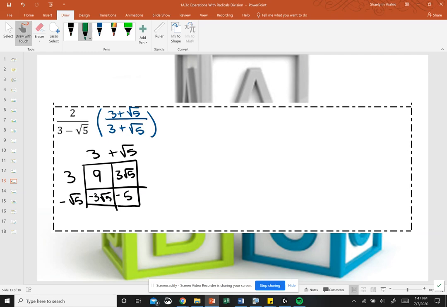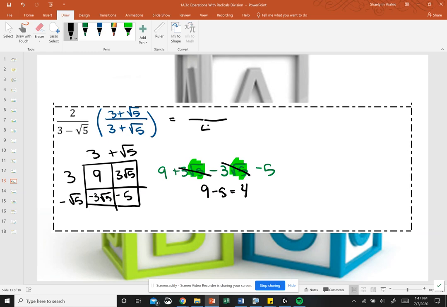Okay, so let's write this in a line and see what we can get rid of. So we've got 9 plus 3 square root 5 minus 3 square root 5 minus 5. Well, we can combine the square root 5s, which when we have plus 3 square root 5 minus 3 square root 5, we get 0 square root 5. So they just cancel out, and we're left with 9 minus 5. Well, 9 minus 5 is just 4. So on the bottom is just 4.